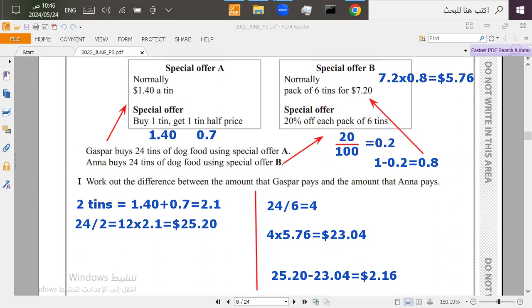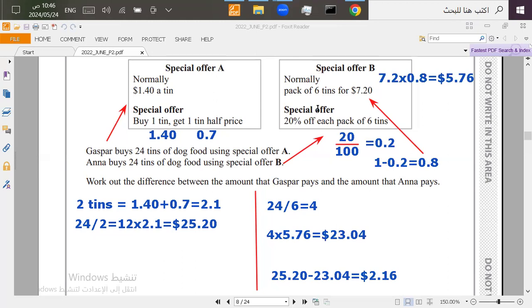So focus on the steps. First thing we did, we found the offer. What does it mean? If you buy one, you get one half price. So it means we divided this by 2. We got this one, and then when you add them together, they will give you the price of two pens. And then we divided 24 by 2, we got 12. Multiply the 12 by the price of two pens, and we got 25.20.